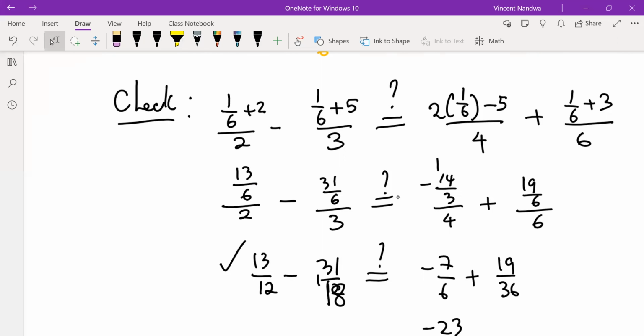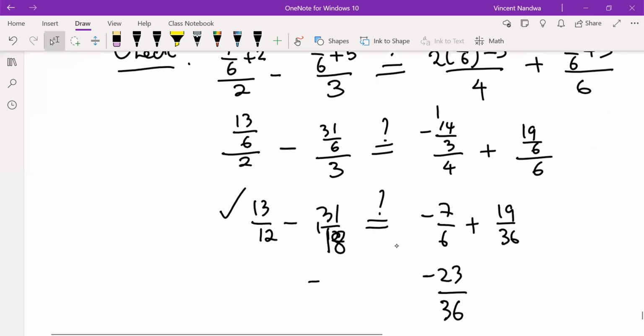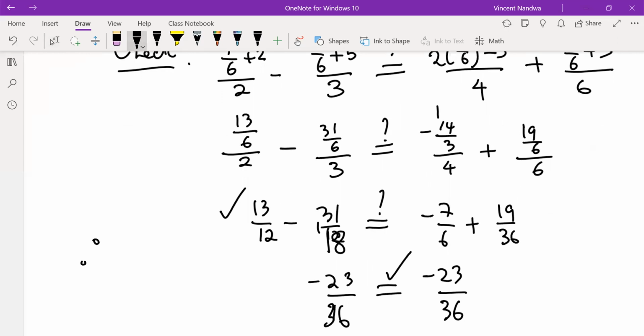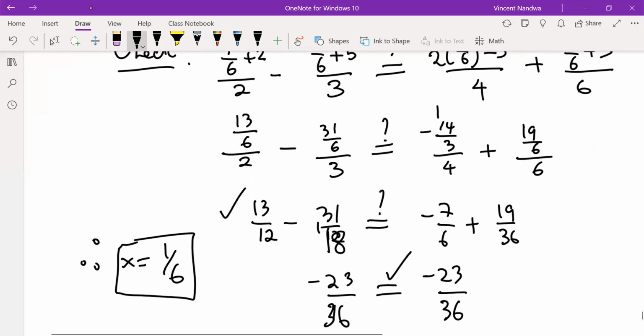So now 13 over 12 minus 31 over 18 gives you minus 23 over 36. You see, the same answer is what we are getting on the right-hand side. So therefore, the correct answer is x equals 1 over 6. It's always good to check the answer so that you are sure what you have as the unknown value is a true answer to the question. Thank you.